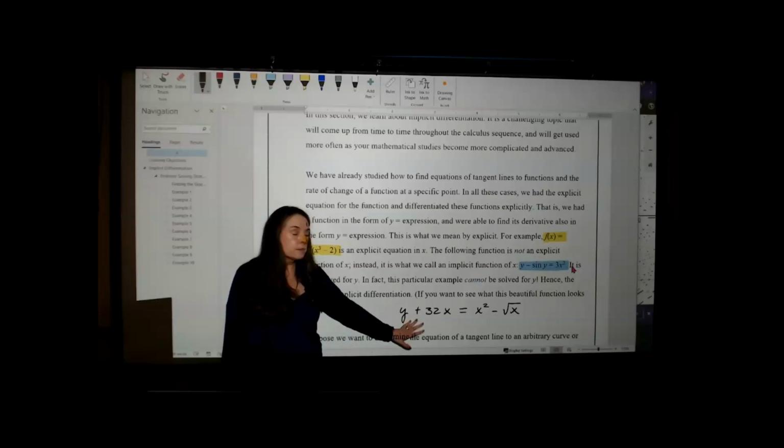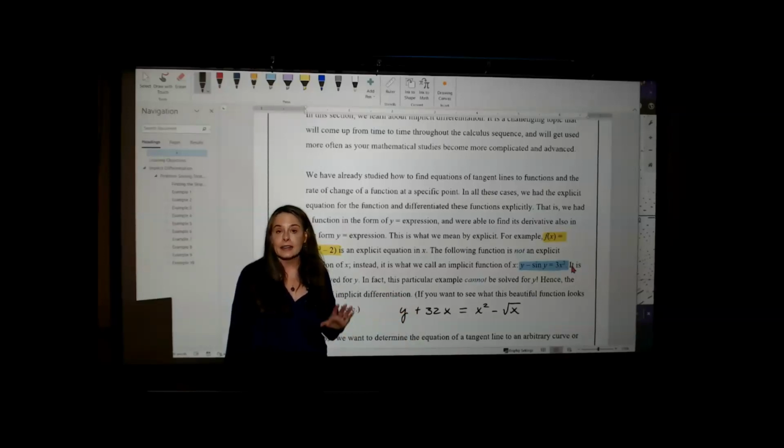When using the implicit formula, the derivative often has the variable y and x in it. That means that we'll have to know not just the x coordinate of the point where we want the derivative, but also the y.